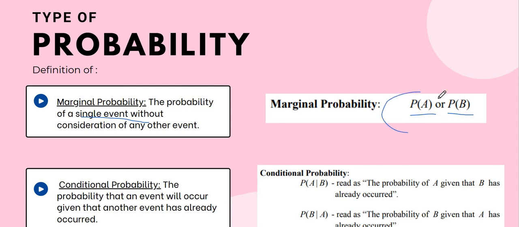Okay, so this is how we write the probability for marginal, which we already did before. Just now we did P(G), P(Y), so it's the same thing. It's alone. It just stays alone. It does not depend on another one. It remains a single event.